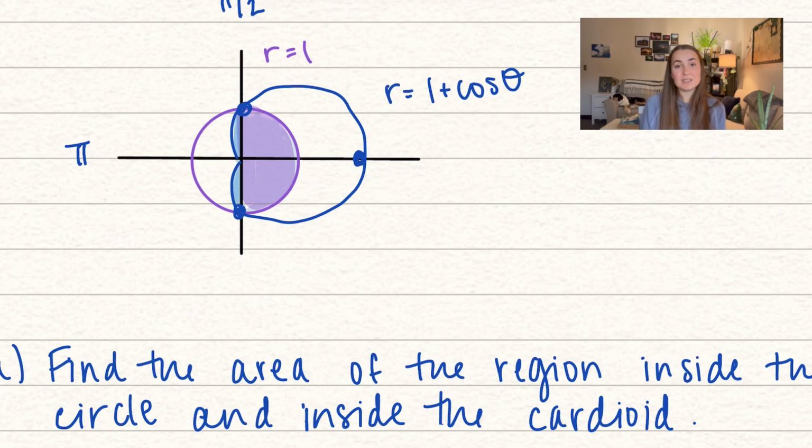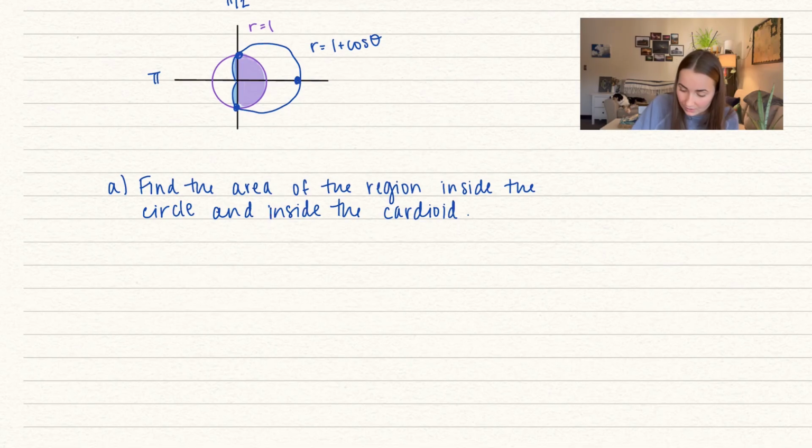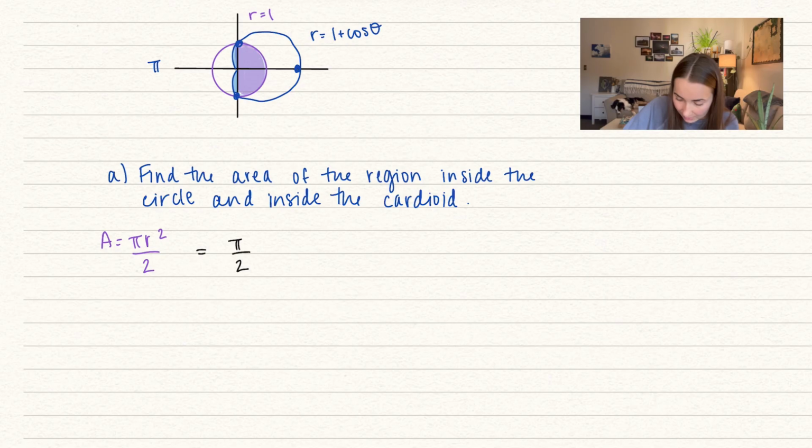So the first place we can start is just finding the area of the half circle. We know the area of a circle is going to be pi r squared, but in this case we're doing a half circle, so all we've got to do is divide it by 2. When we plug this in, we know the radius is equal to 1, and so we get pi over 2. So this little area in purple is equal to pi over 2, and now what we want to do is add the area of that little piece of the cardioid.